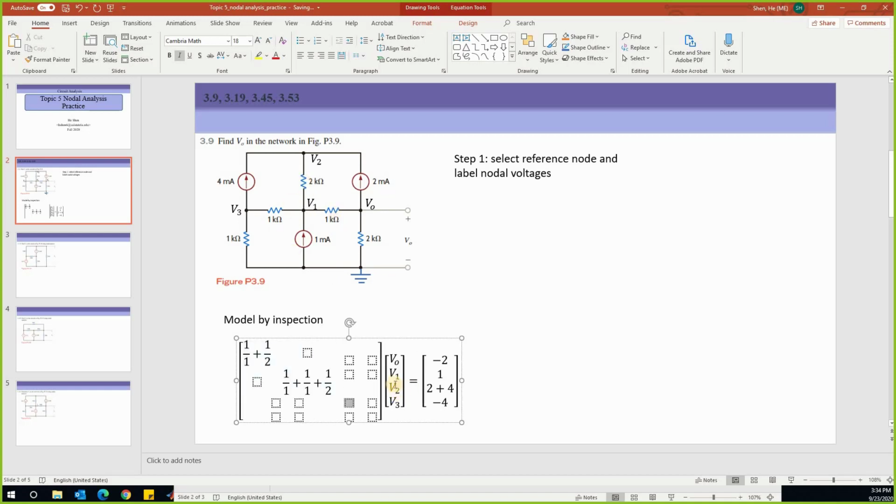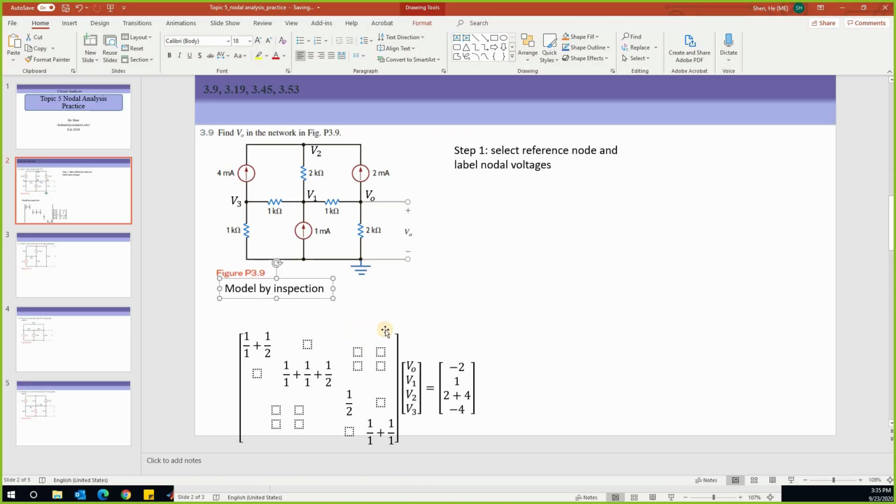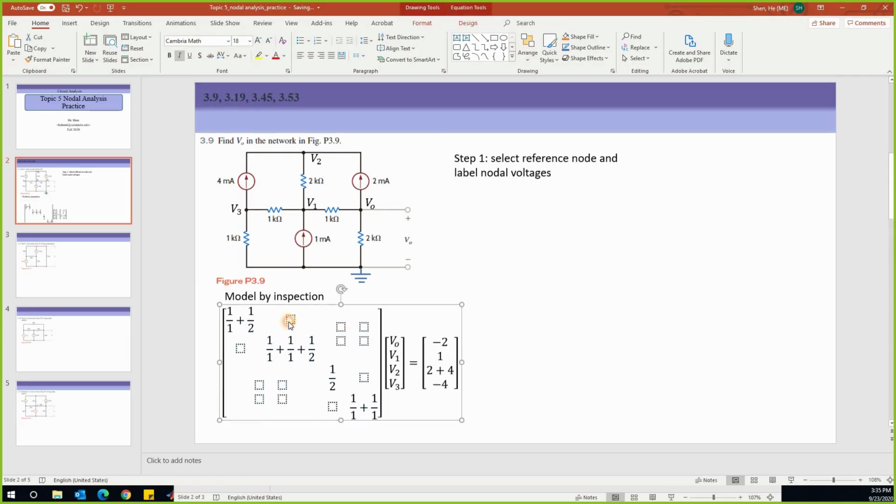For the third node, V2, there is only 1 resistor connected to it, which is nice, so that is 1 over 2. And for the last node, V3, there are 2 branches with a resistor connected to it, so that is 1 over 1 plus 1 over 1. Now we get all these diagonal entries. The rest will be the shared resistors between different nodes.